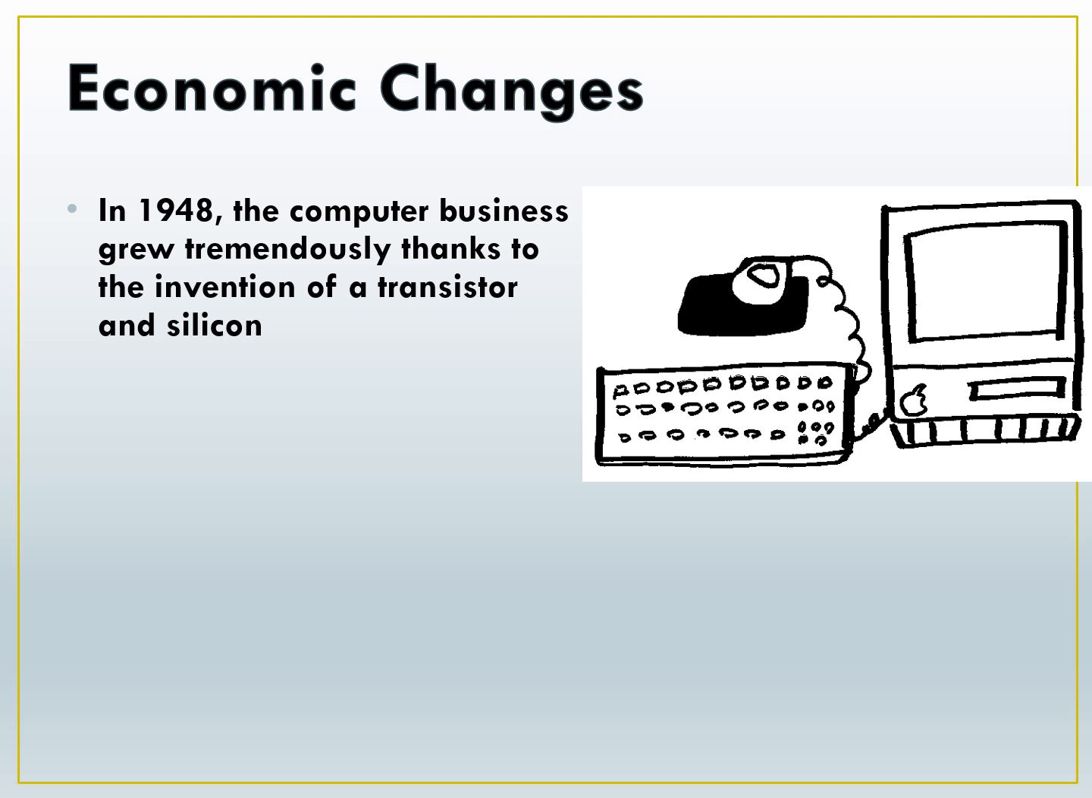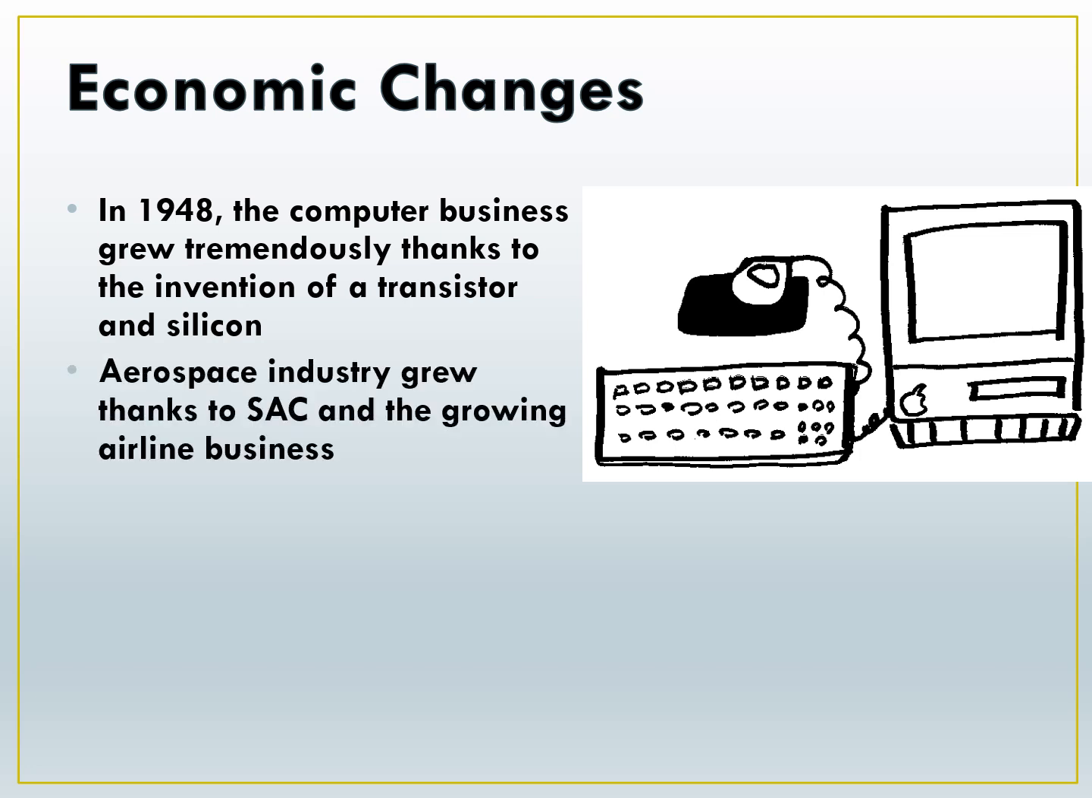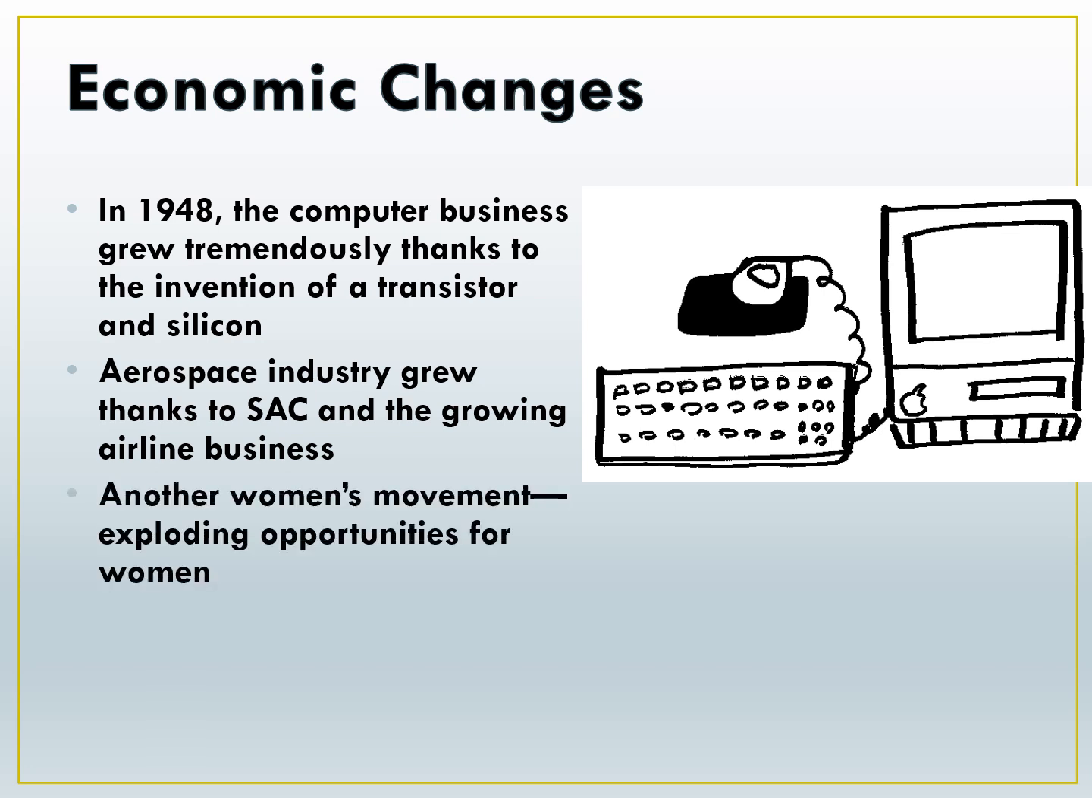Post-war United States also sees some massive economic changes. In 1948, the computer business grows big time due to the invention of the transistor and silicon. The aerospace industry, thanks to the SAC program, and you're going to see a growing airline business. All of a sudden, we realize we don't have to use planes to transport bombs. We can use planes to transport people from point A to point B. You also, I said, in the 1960s, would see another women's movement trying to gain more equality, and so looking to expand more opportunities.